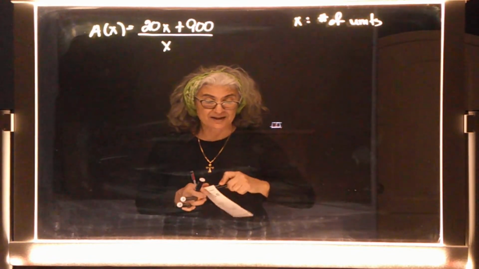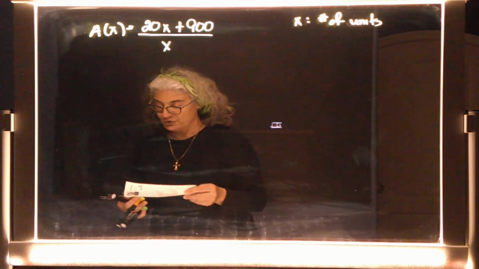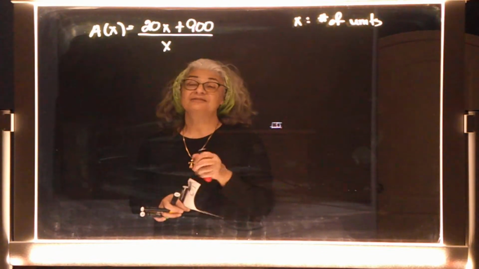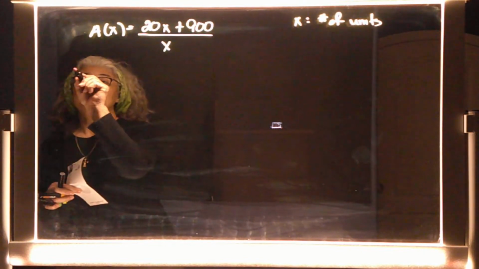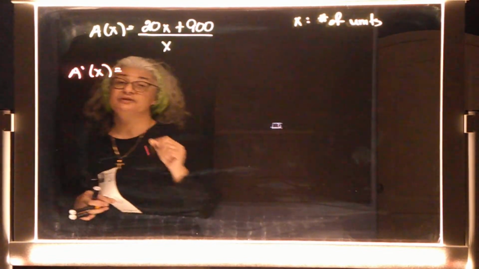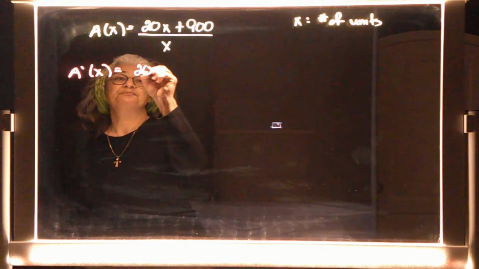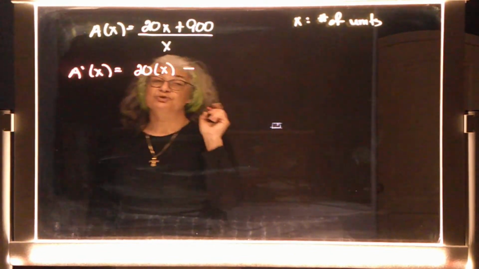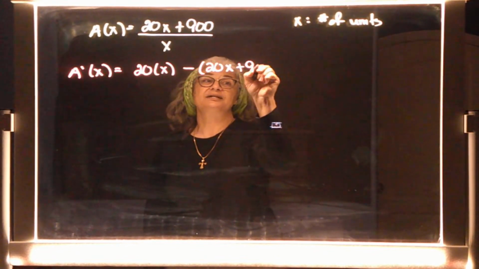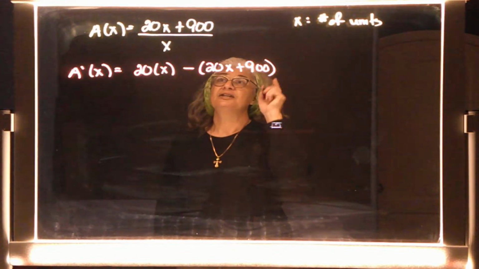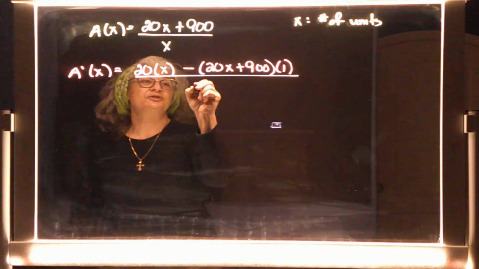So the first thing they said was find the first derivative. Agreed? Okay. So you have to remember how to find the first derivative of a quotient, because that's 20x plus 900 all over x. So first things first, find the first derivative. You remember how? Good. Take the derivative of the numerator, which would just be 20, multiply it by the denominator, subtract from it the numerator itself, 20x plus 900, multiplied by the derivative of the denominator, which would just be 1, all over the denominator squared.